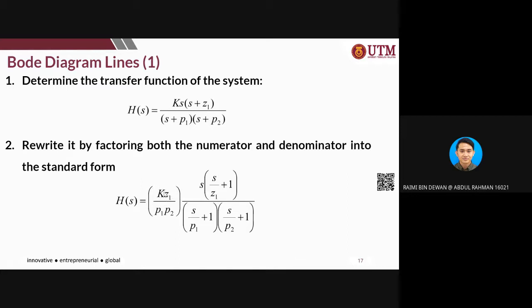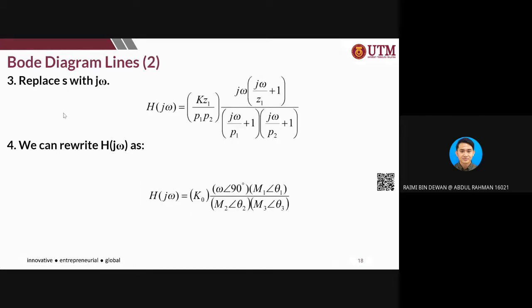So now you have K z1 and you have p1, p2. You accumulate here the form. So this is your s, and the numerator and denominator need to be rewritten so that you have the standard form, which is 1 plus some s over zeros, or 1 plus s over the pole. Replace s with j omega.